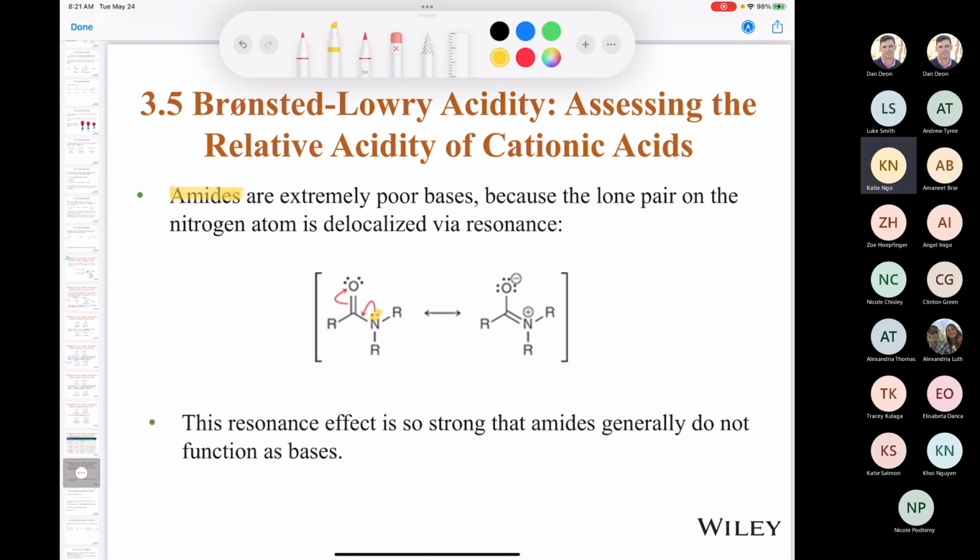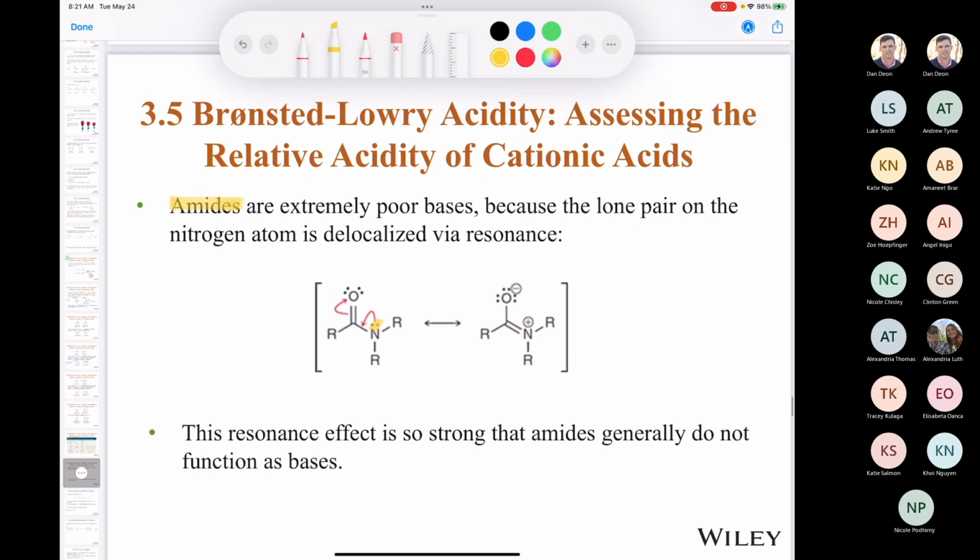Anyhow, the resonance effect is so strong that amides, generally speaking, will not function as bases. Kind of interesting, huh? Anyhow, that covers all of section 3.5, and that is everything I expect you to know from that section. Not much more than that.